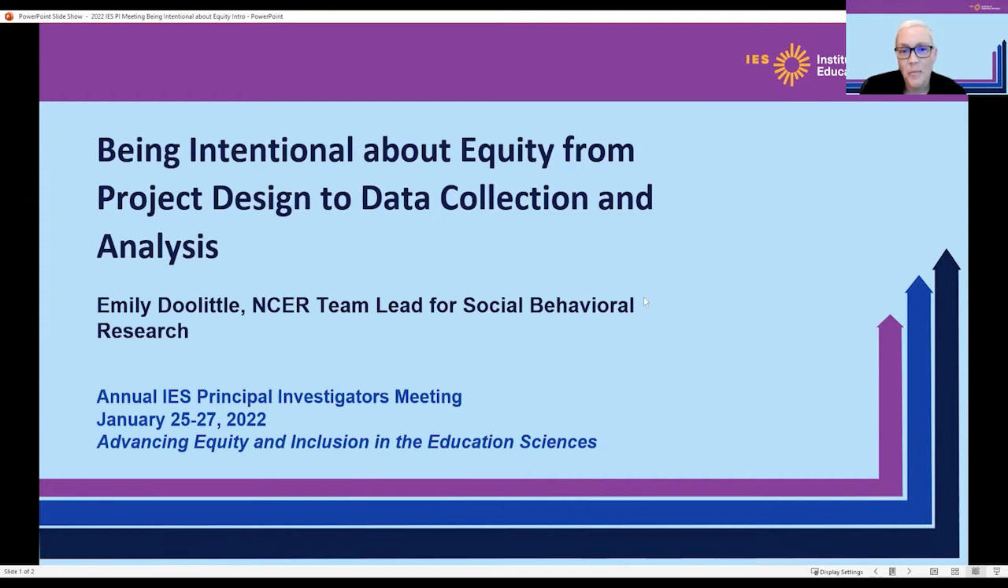So welcome. Being intentional about equity, from project design to data collection and analysis. I'm really excited to be here moderating this session today because I've been thinking a lot about this issue from the perspective of the funder of research and how IES is intentional about equity.